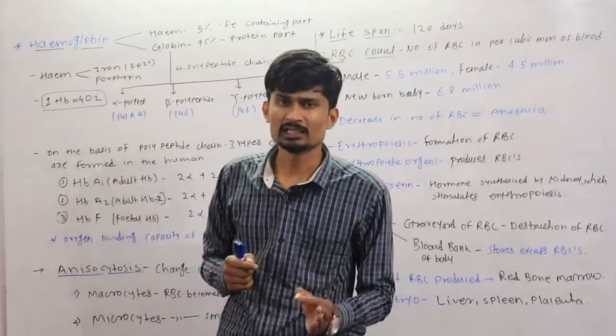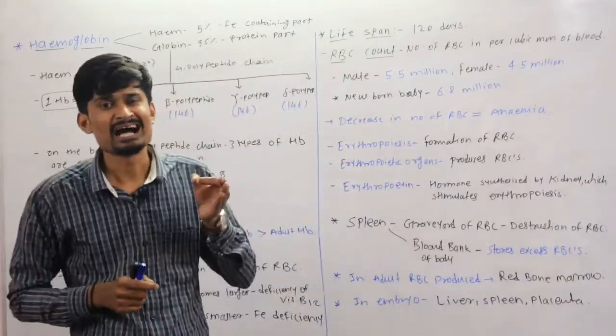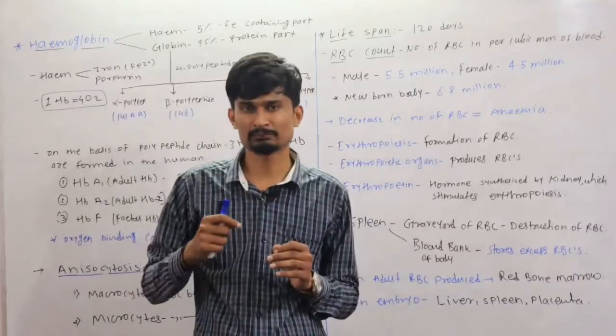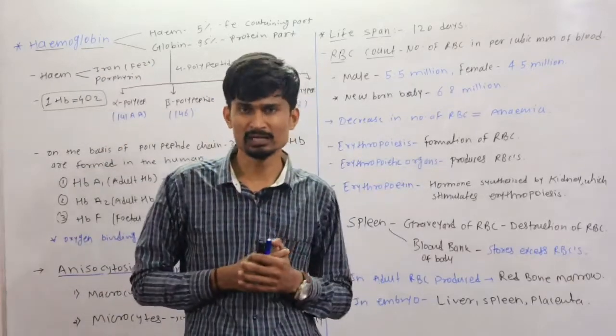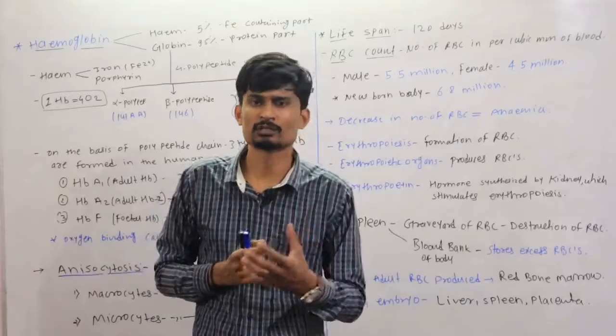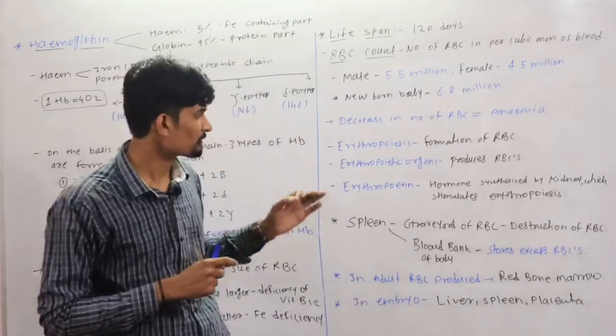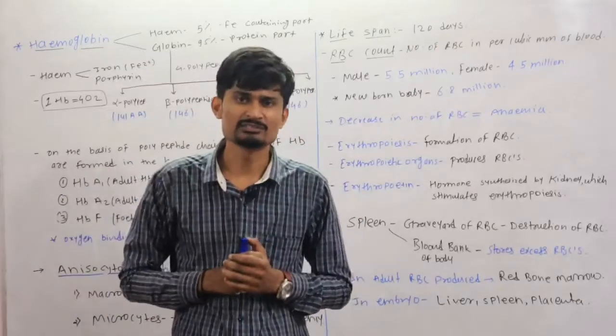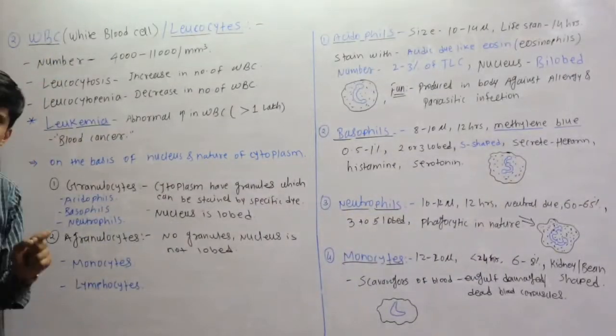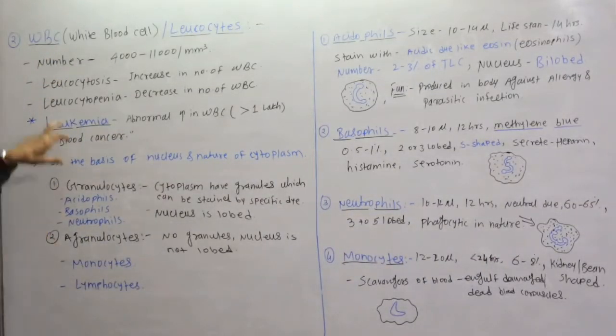So students, here we completed the RBC. We have started with the red blood corpuscle, we have seen the plasma and some introductory part, that is vascular connective tissues. So here we completed the RBC. Now, WBC, that is the second cell in the blood.